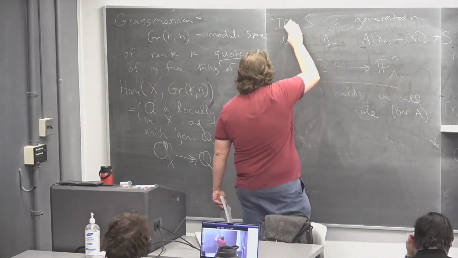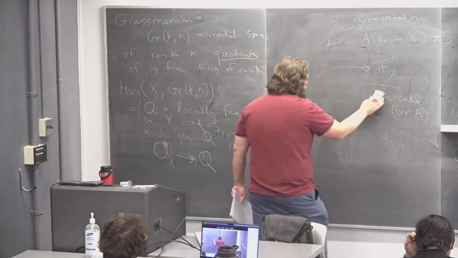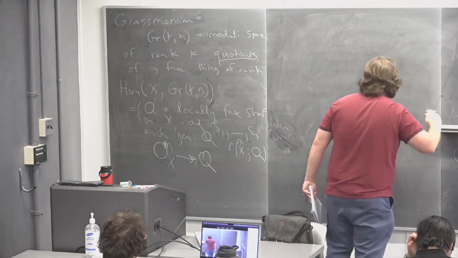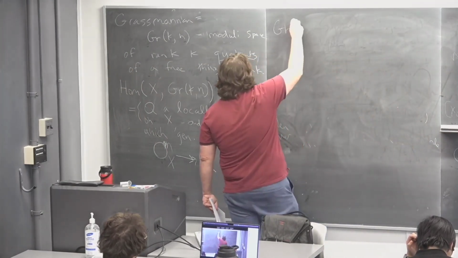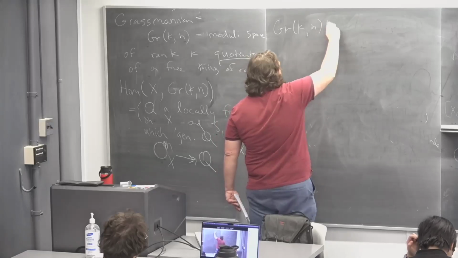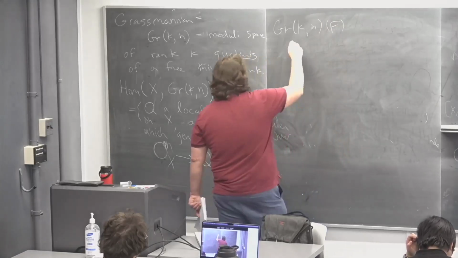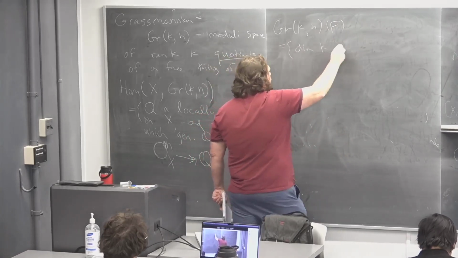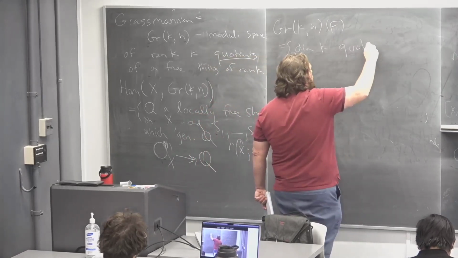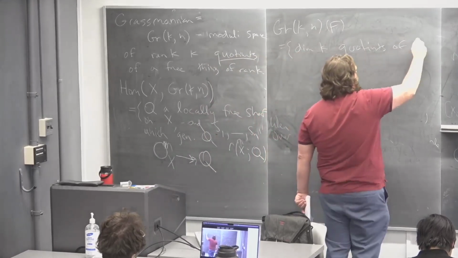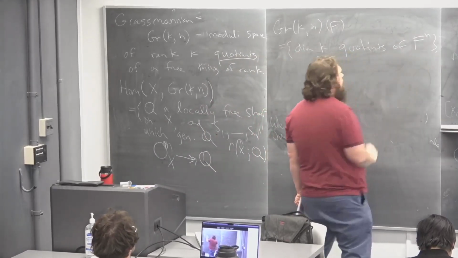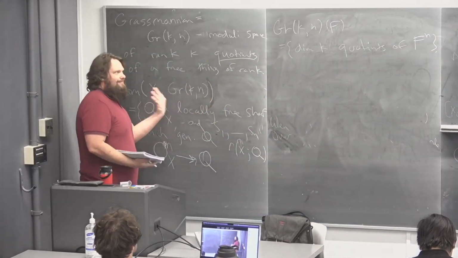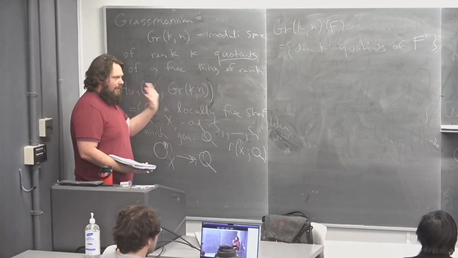Of course, if I look at the points of the Grassmannian over a field, I get the usual definition of the Grassmannian. So if I look at the points Gr(k,n)(F), I get dimension k quotients of F^n. Locally free on Spec of F just means a vector space.